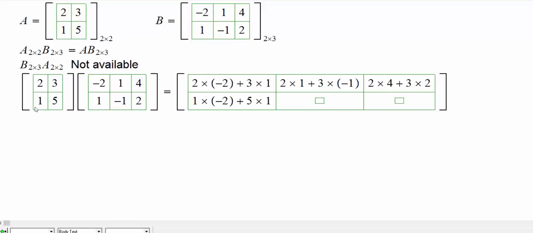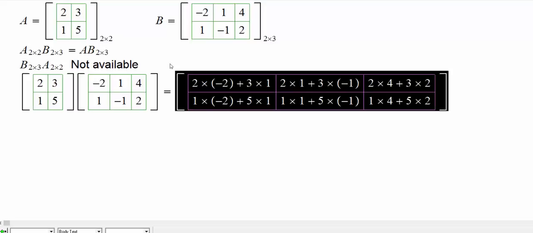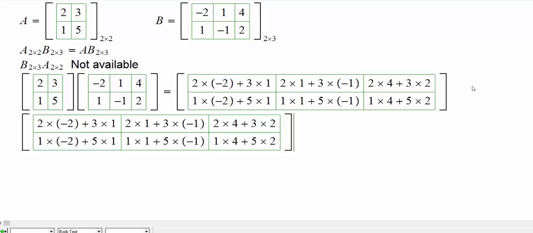Now second row, second column. So we take the second row here, second column here, multiply the corresponding entries. So we got this. Then 5 times how much? -1. And we are about done. Second row, third column. So second row and the third column. So we got 1 times how much? 4 plus 5 times how much? 2. All right.